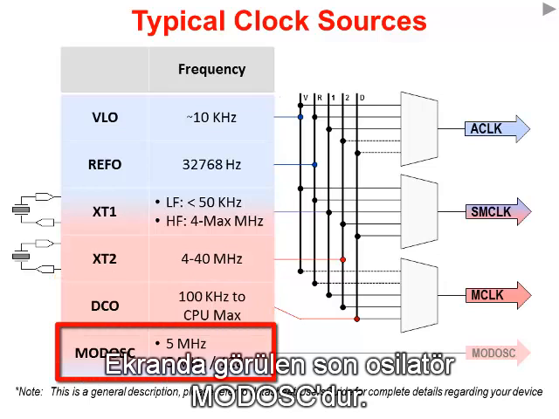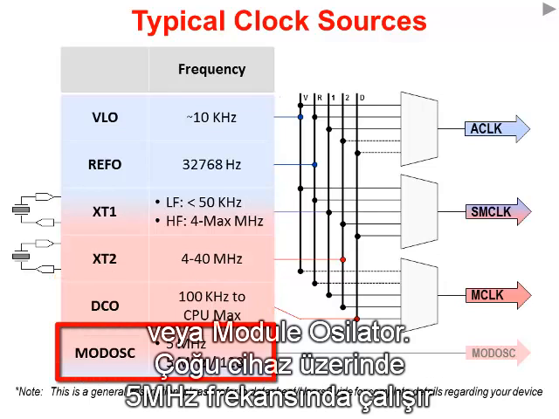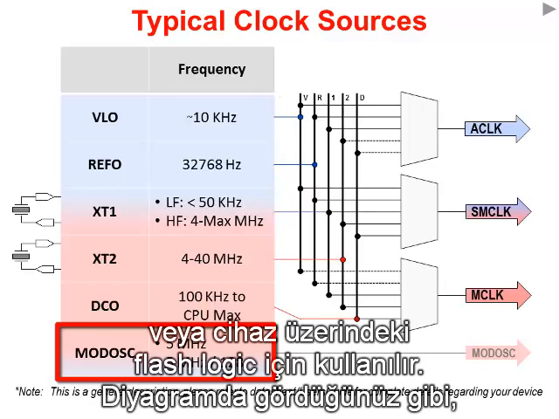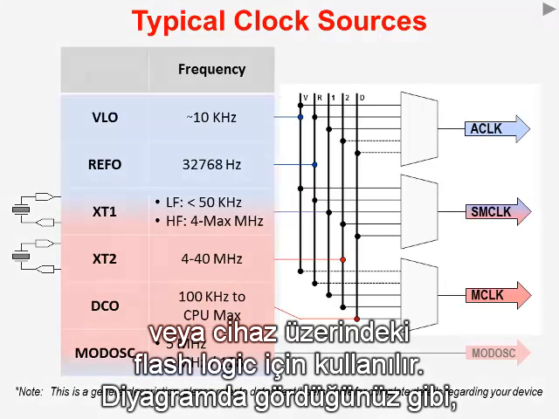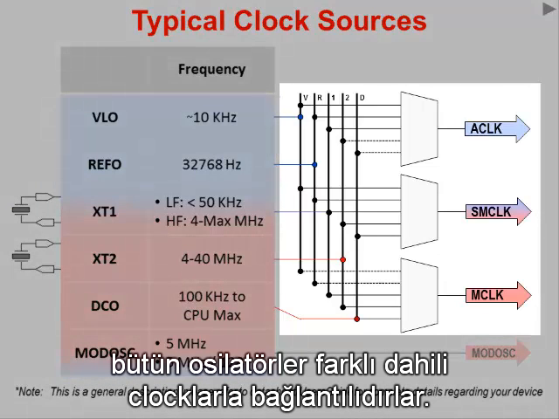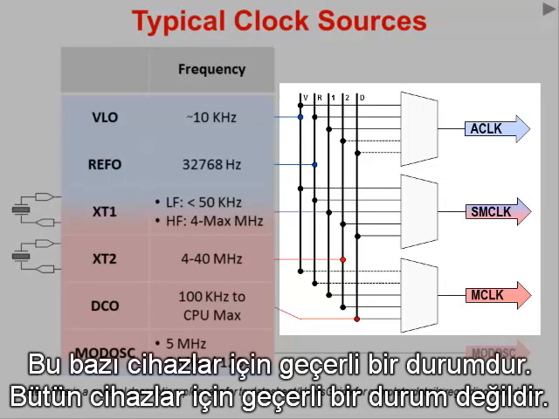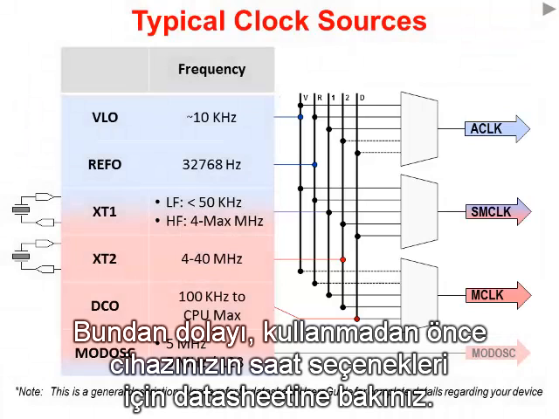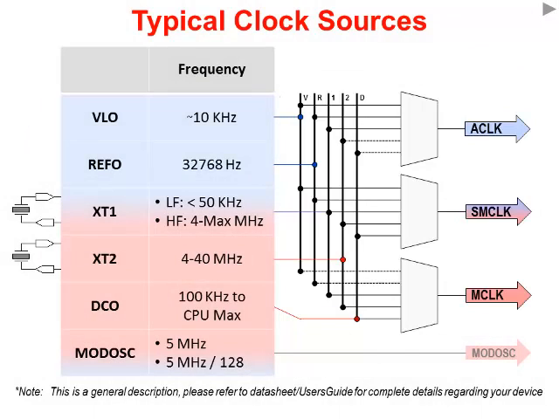The last one we show here is called MOD-OSC, or module oscillator. It runs in the 5 megahertz range on most devices, and is usually used to clock the A to D converter and maybe also the flash logic on a device. As you can see in this diagram, all of the oscillators are routed to all of the different internal clocks. On some of our devices that's the case, but that's not the case on all of the devices. Once again, we ask you to look at your data sheet to verify your device clocking options.